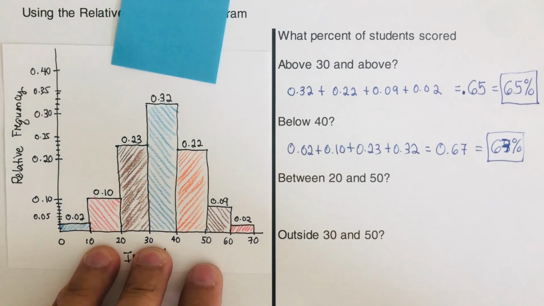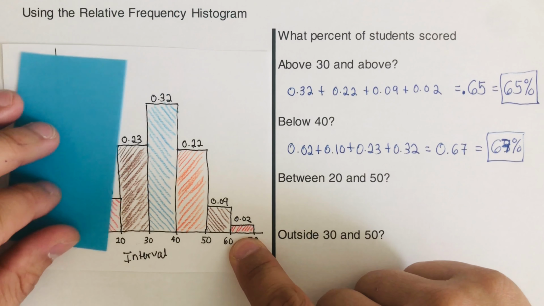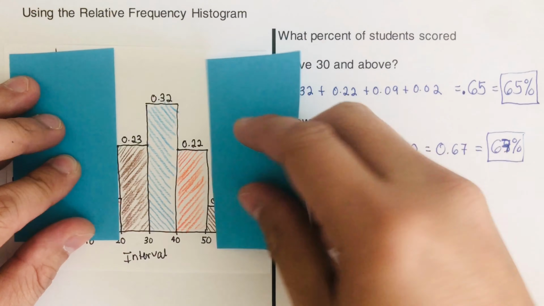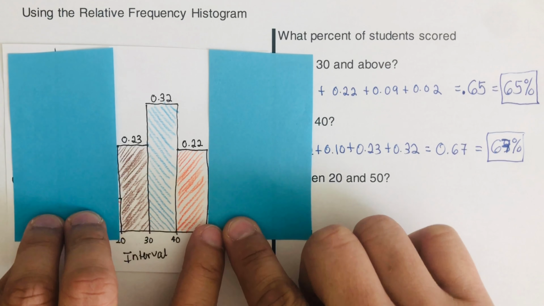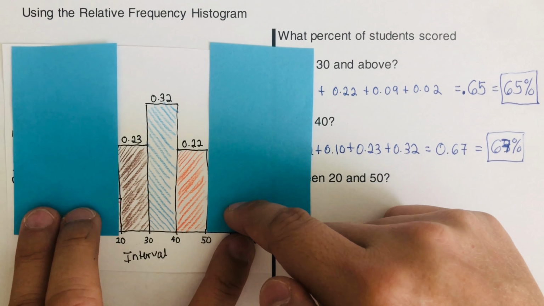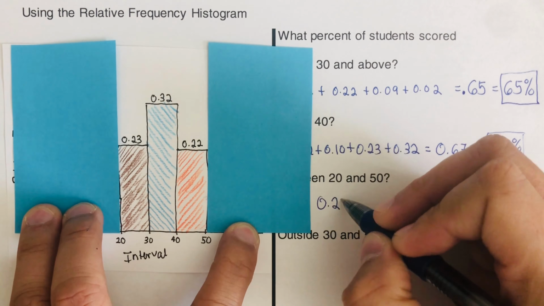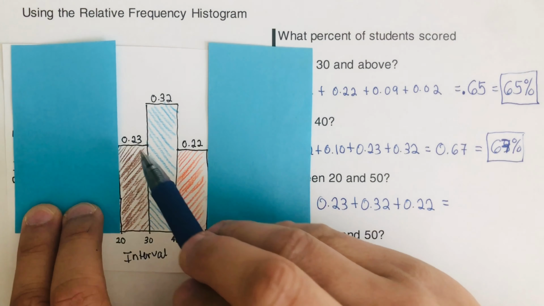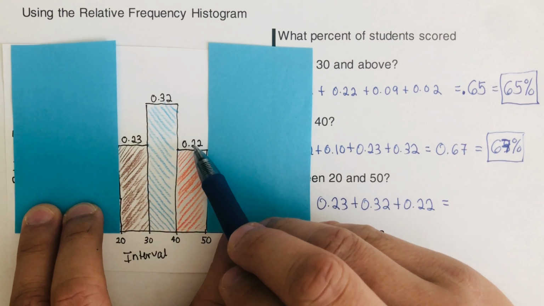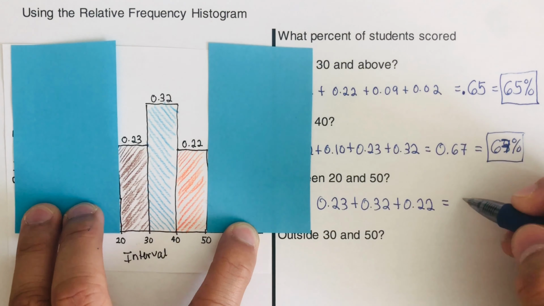The next one is between 20 and 50. So between 20 and then 50. So then we go ahead and add these three numbers here. Again, that's between 20 and 50. So the numbers are, if we add all of these, 0.23, 0.32, and 0.22 would be 77%, or that's 0.77.